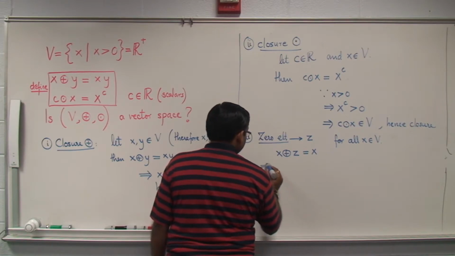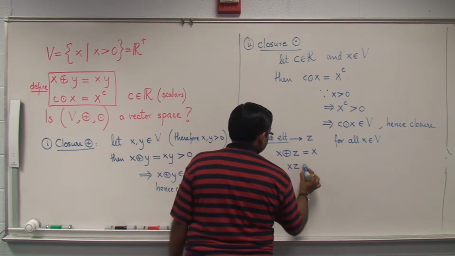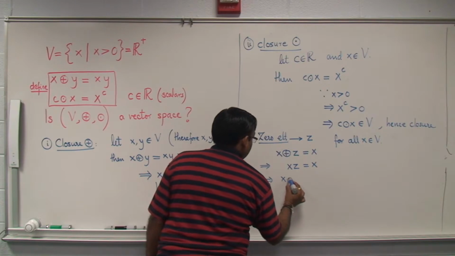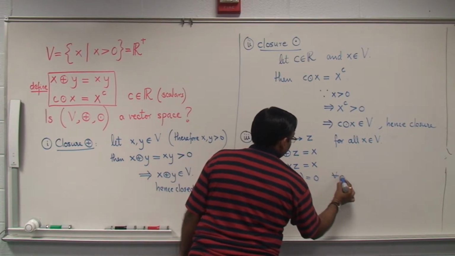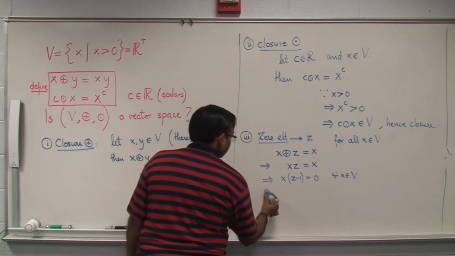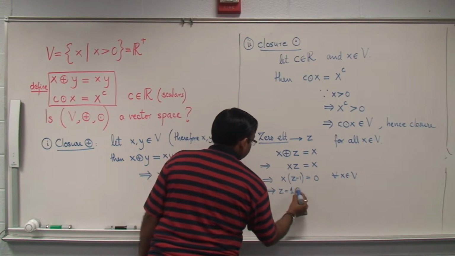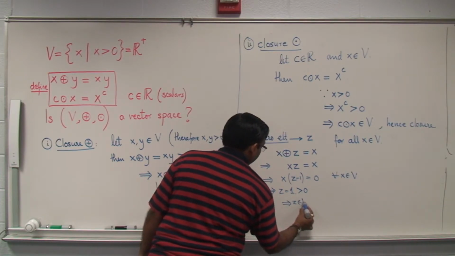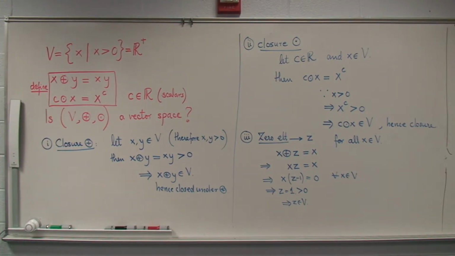We want x plus z to be equal to x, but the way we have defined x plus z, which is x times z, should be equal to x for all x. This means x times z minus 1 should be 0 for all x in V. Now this can only happen if I take z to be 1. Since 1 is positive, we can guarantee that z belongs to V. It's a positive real number, and I claim that 1 will act as the zero element.